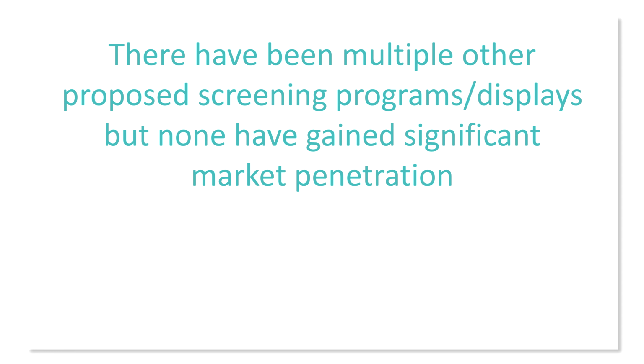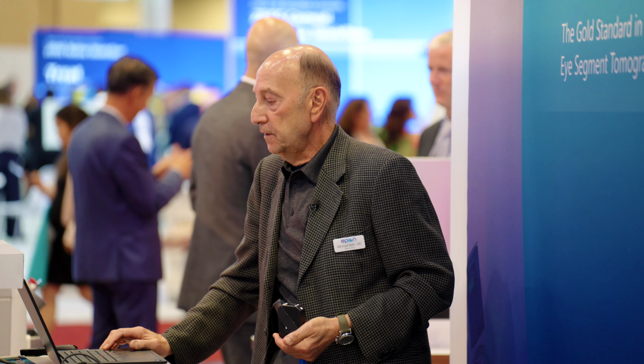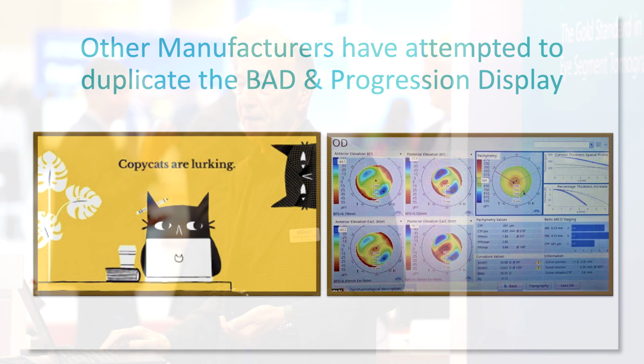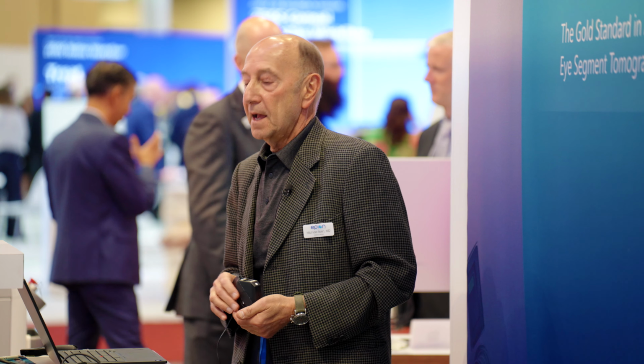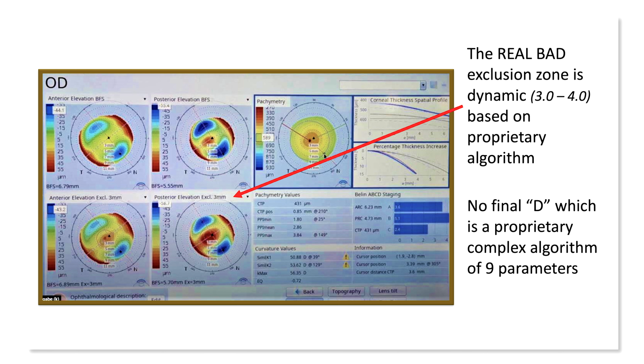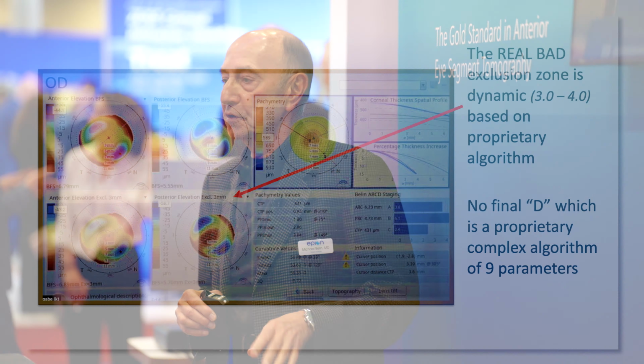Now, in closing, I just want to say there have been multiple other proposed screening displays and programs. None have really gained significant market penetration. There's also been a number of what I will call copycat displays, most of them I think from some Asian manufacturers. And here's one. You'll notice on the far right here, it's the Belin ABCD staging. That is an open access program. It's something we allow any company to utilize, partly because if you're going to have a staging system, a classification, it has to be ubiquitous.